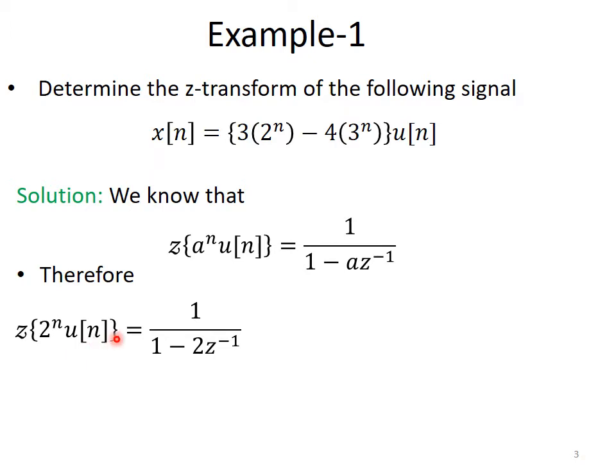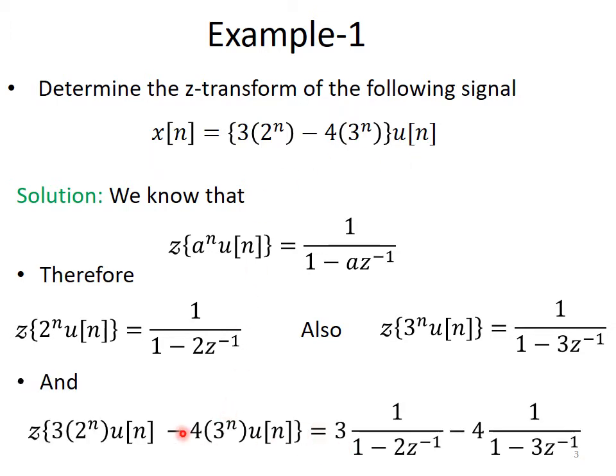So the Z transform of 2 power n into u of n is 1 upon 1 minus 2 z power minus 1. And similarly the Z transform of 3 power n into u of n is 1 upon 1 minus 3 z power minus 1. Now the Z transform of the entire function would be 3 multiplied with the Z transform of the first part plus minus 4 multiplied with the Z transform of the second part. This is how you can find the Z transform of any function which is a combination.